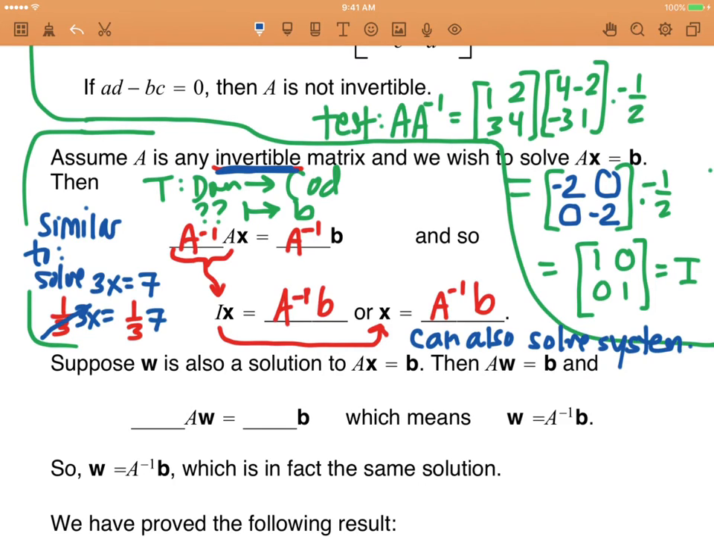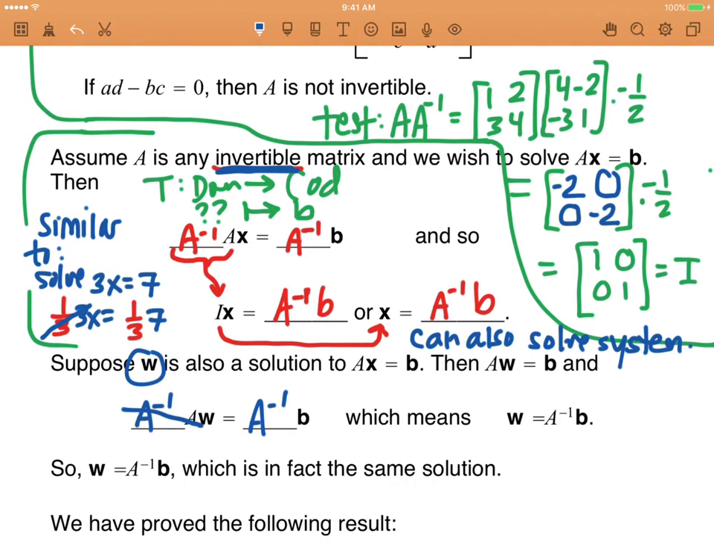Because if there was some other vector w, so suppose w is also a solution to Ax = b, then Aw = b. So in other words, suppose you have Ax = b and Aw = b. Both x and w get sent to b. Well, if we do the same process, multiplying by A inverse on both sides, then these cancel out. We get w = A inverse b.